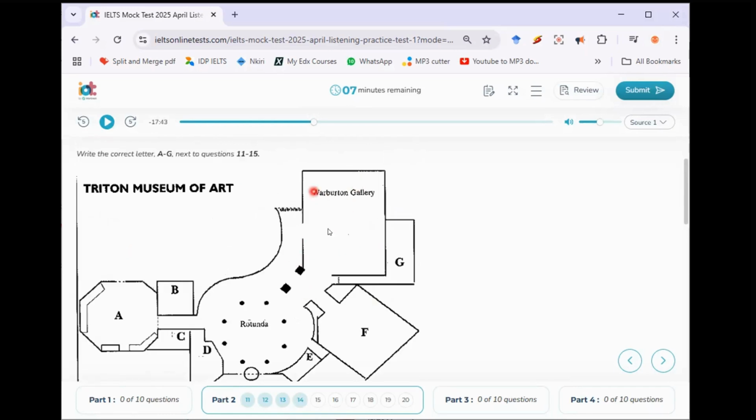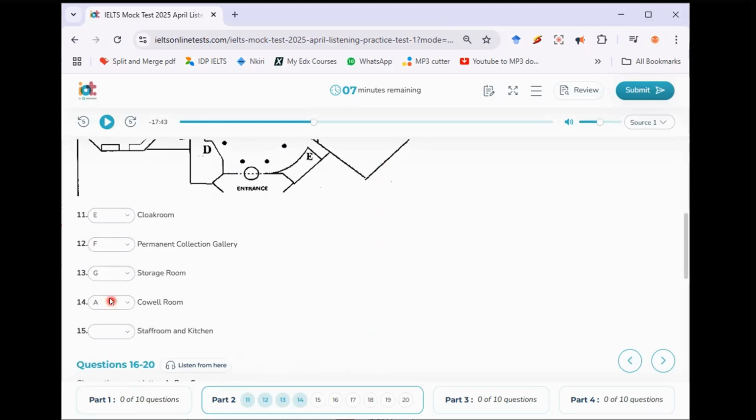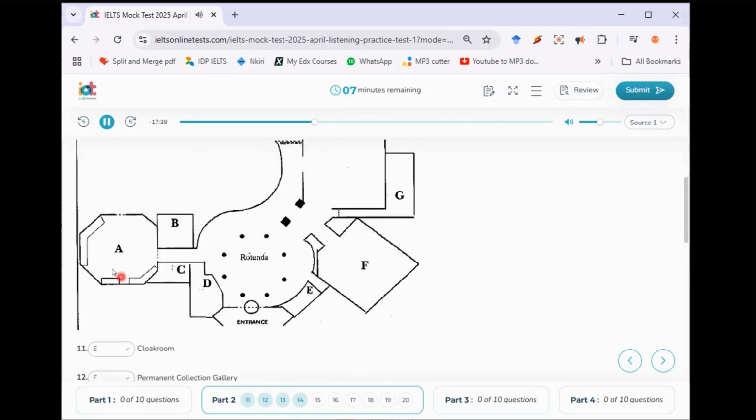So Warburton Gallery is located on the right side of our map. If you are looking at it as I'm looking at it now, Warburton is on the right side. Permanent collection is on the right side. So if they say Cowl Room is on the opposite side, what does that mean? That's pointing at A. So Cowl Room is going to be A. Very straightforward. Okay? It's one of the museum highlights and contains some high-quality contemporary art exhibits.